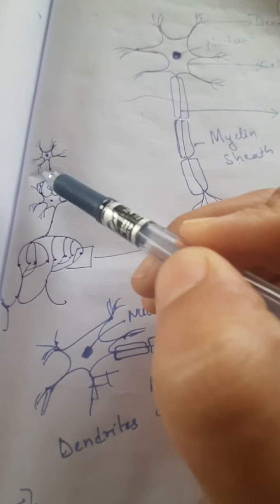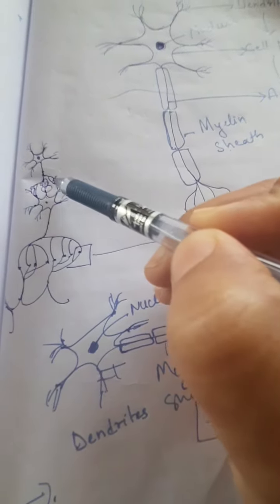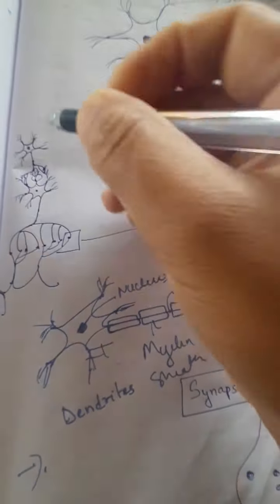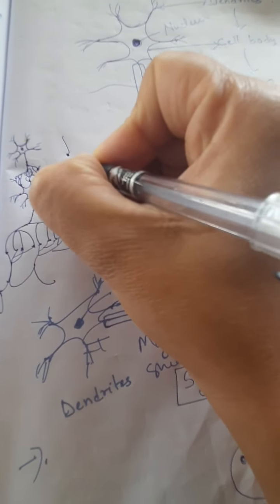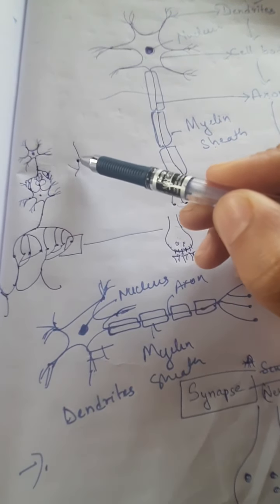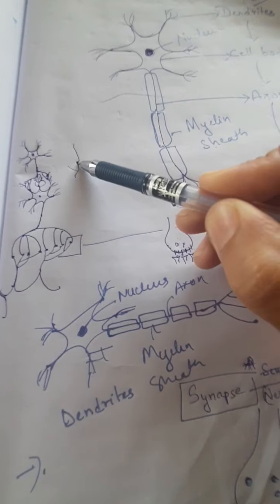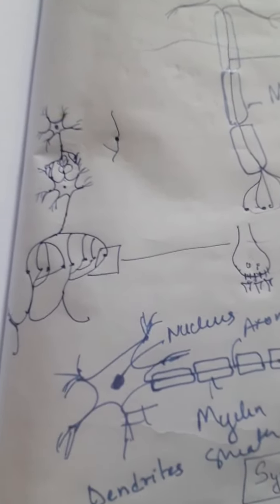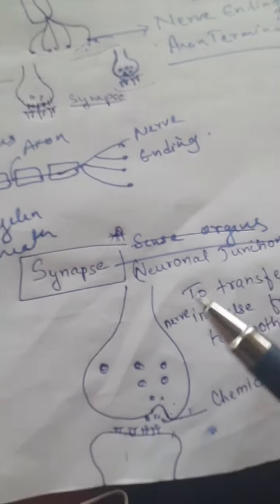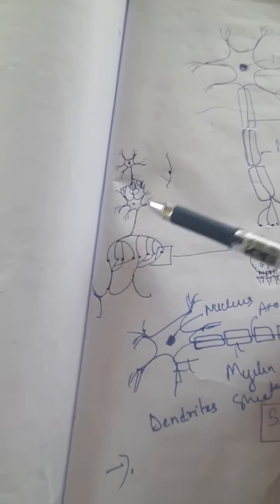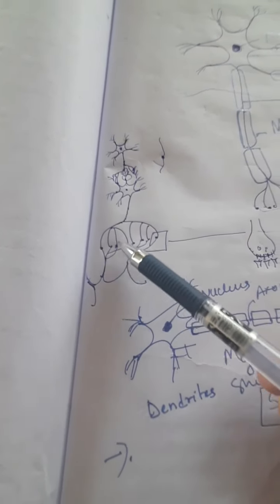Here you can see this one is the axon terminal, axon ending, nerve ending, and here you can find the tip of the dendrite. This is the axon terminal and this is the tip of the dendrite. Here you can find the synapse. It is the gap between 2 neurons. Its function is to transfer information from one neuron to another neuron.